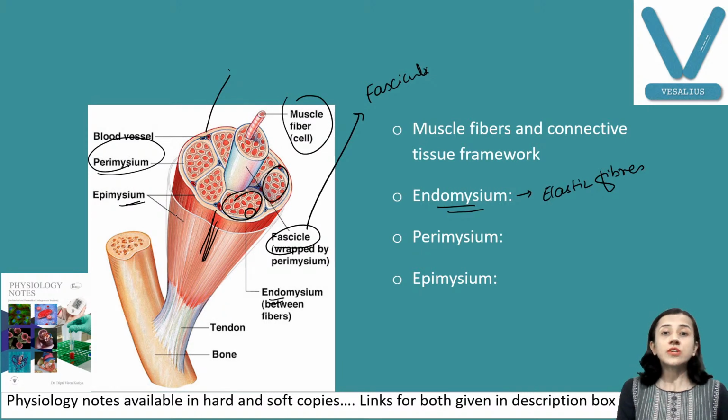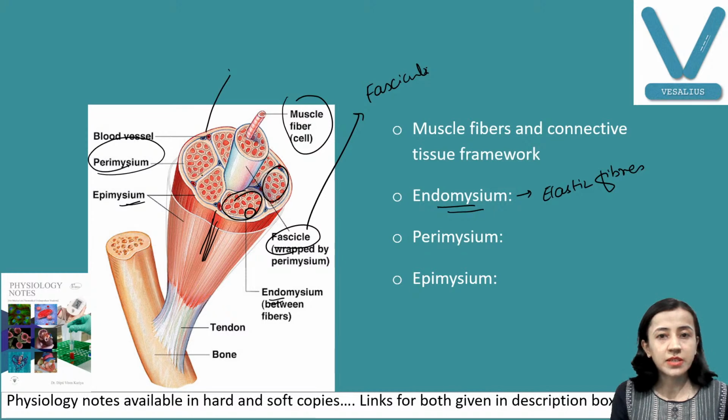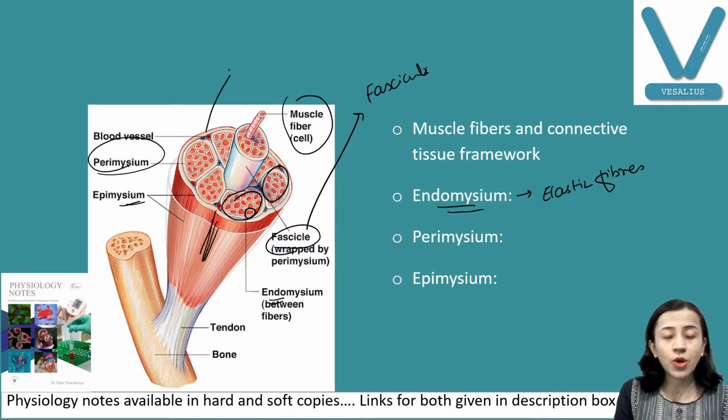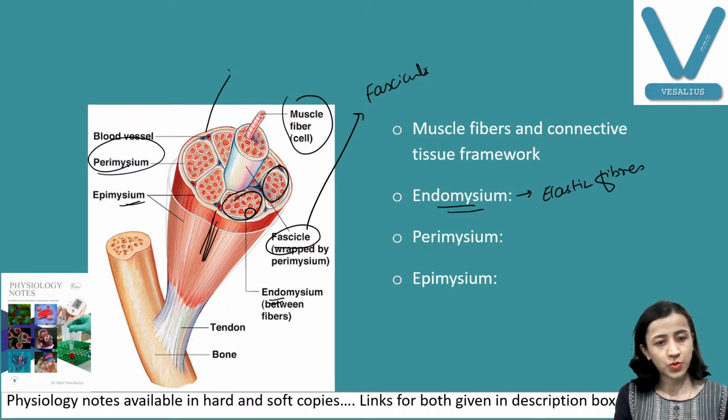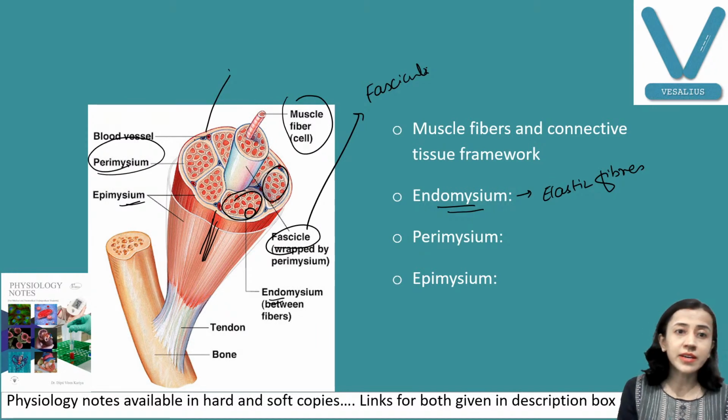Now, what is the role of this connective tissue covering? Number one, they separate all these muscle fibers. Second, they connect them also. And third, they carry blood vessels along with them. You can see here, these are the blood vessels.